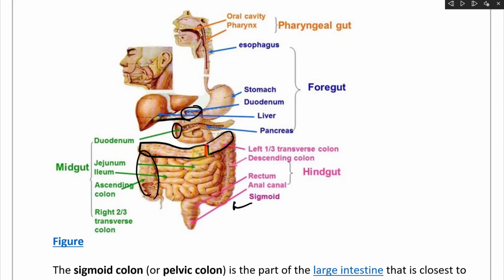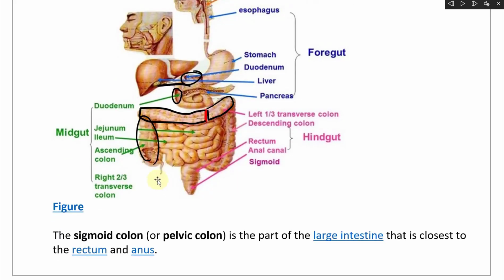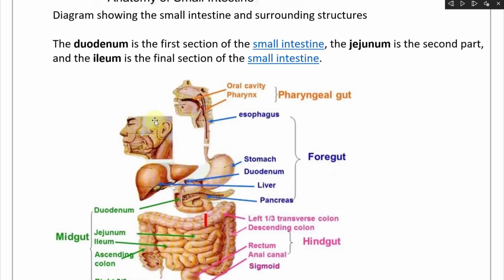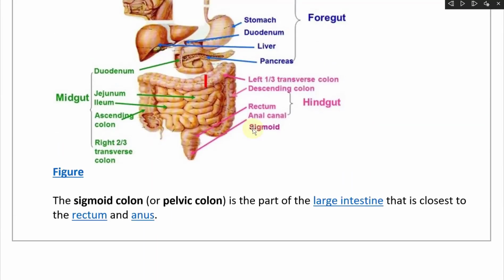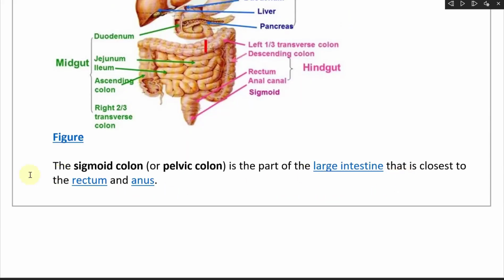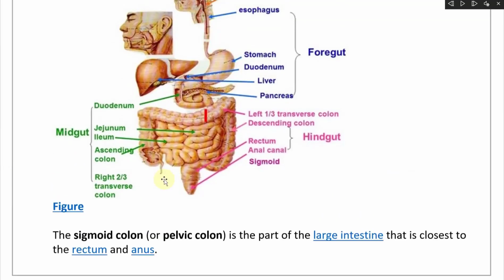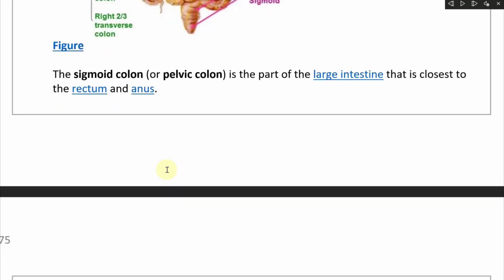That's a very, very interesting setup over there. And also this part right here, that's the appendix. We'll get to that in a bit. Let's just do some erasing and continue further. And also the sigmoid colon or pelvic colon is the last part of the large intestine that is closest to the rectum and anus. So the large intestine is this big giant thing over there. All right, let's continue further.